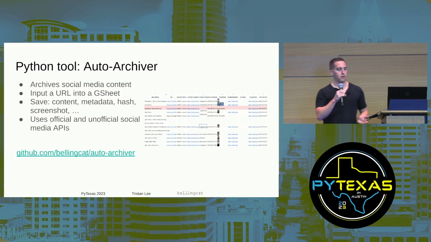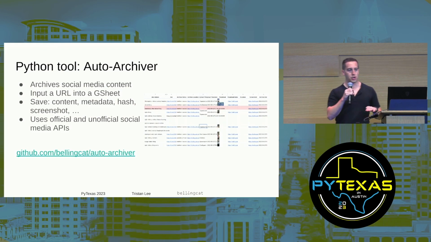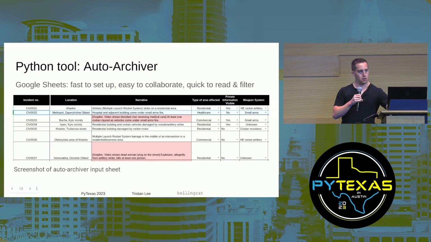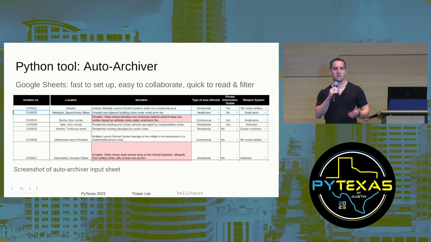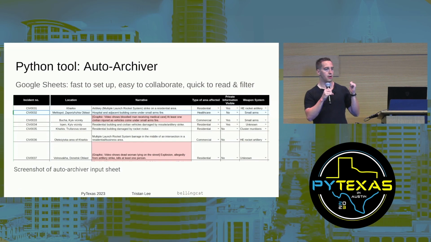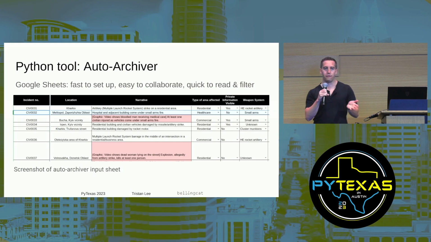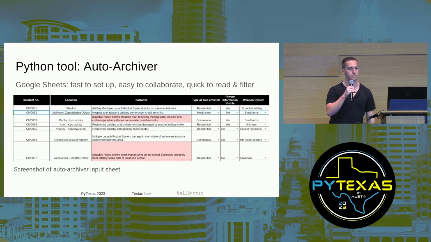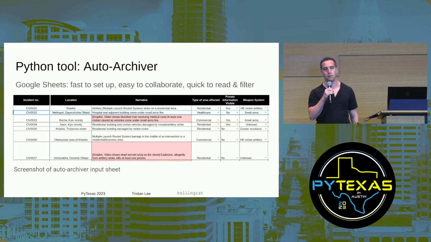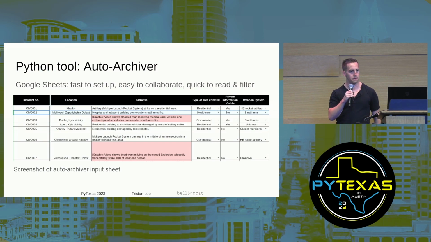So the Auto Archiver uses a mix of both official and unofficial social media APIs, basically whatever does the job the best, and you can check it out on our GitHub page here. So at Bellingcat, we use Google Sheets pretty extensively. They're easy to use and set up. They're easy to collaborate with non-technical people, and they're quick to read and adjust formatting, which is good for manually checking data. We typically use the gspread Python package pretty extensively for reading and writing to Google Sheets.